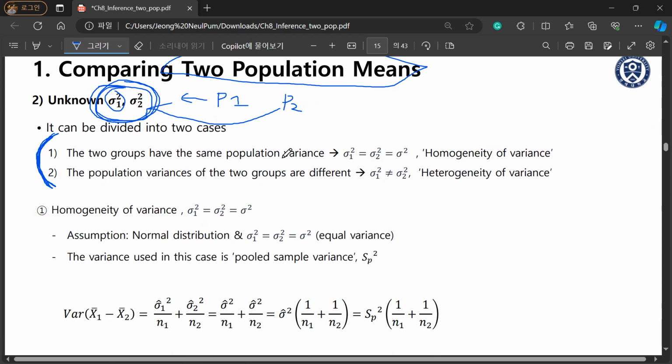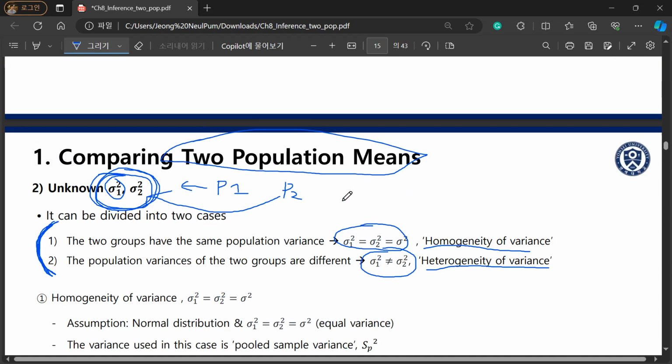But it depends on the two values. If the two groups have the same population variance, in this situation we call it homogeneity of variance. Otherwise, if the population variances are different from each other, in this situation we call it heterogeneity of variance.